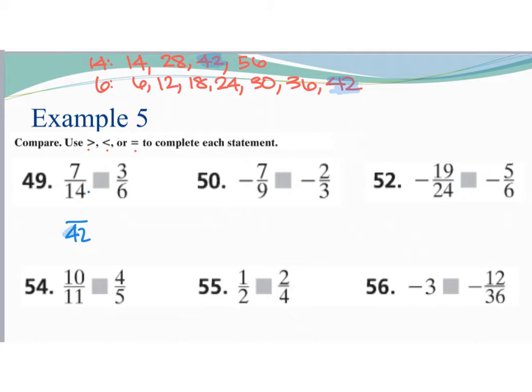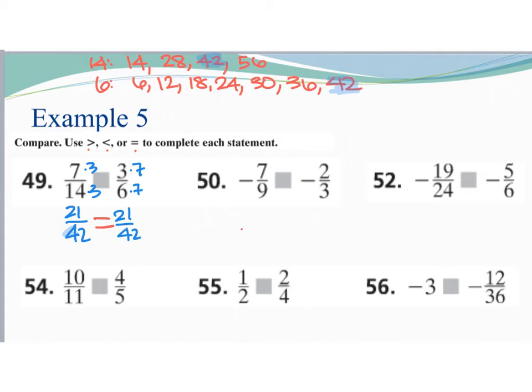So I had to multiply 14 by 3, which means I also have to multiply the 7 by 3. So I have 21. And then I multiply 6 by 7, which means I also multiply 3 by 7. So I end up with 21/42. So that tells me that these two fractions are actually equal to one another. Please pause the video and try the rest of these on your own.